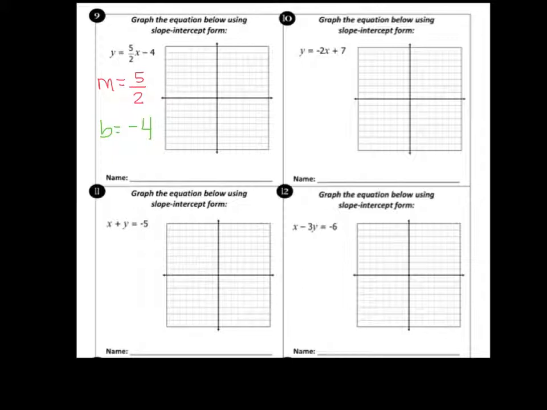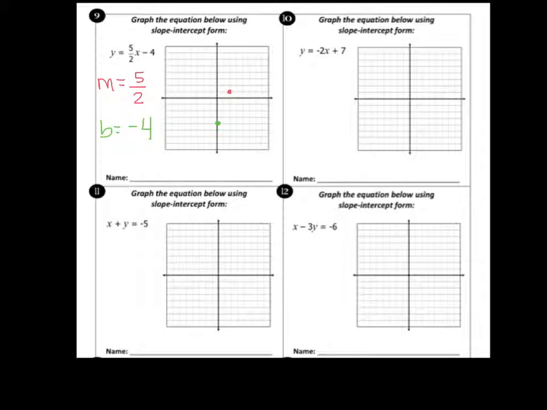Once you identify your slope and y-intercept, all you have to do is put them on the coordinate plane. So step 1 is to graph that y-intercept. So I'm going to go down to negative 4 on the y-axis, and I'm going to put a point. Then I'm going to, remember, slope is rise over run. So I'm going to rise 5, run 2, and I'm going to put a point. So what I did is I started on my y-intercept. I went up 5 because 5 was positive, and then I went right 2 because 2 was positive.